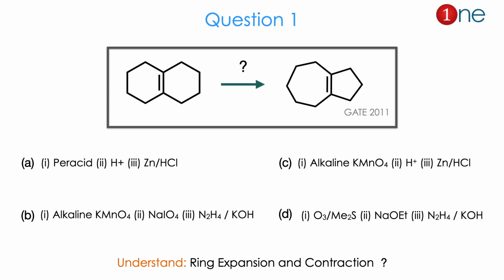They ask for the reagents. The choices are peracid, acid and zinc chloride; another choice is alkaline permanganate, ozonolysis and hydrogen reduction. So the possibilities here are oxidizing agents, reducing agents and acid. You have to have a mixture of reagents to get the product. From the reactant and reagents you might guess ring expansion and ring contraction are dictated by the reagents. The answer is D. Let us see how.